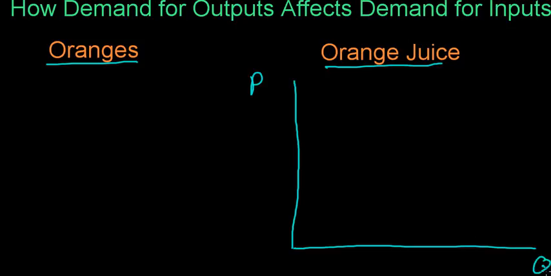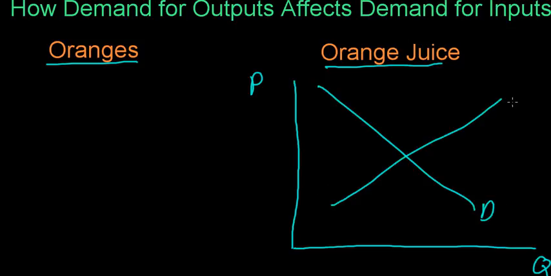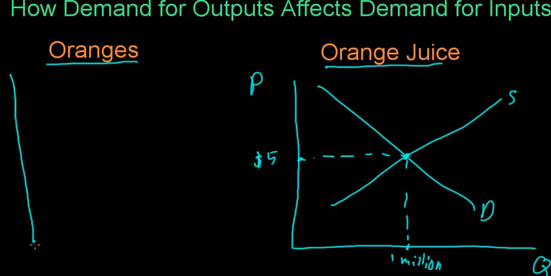Price, quantity, the demand for orange juice and the supply for orange juice. And let's say that this is an equilibrium where we pay $5 a gallon. So that will be $5. And let's say that this is like 1 million gallons, and maybe this is consumed per year. I don't really know what would even be realistic in the orange juice market. And that's a completely crooked line.